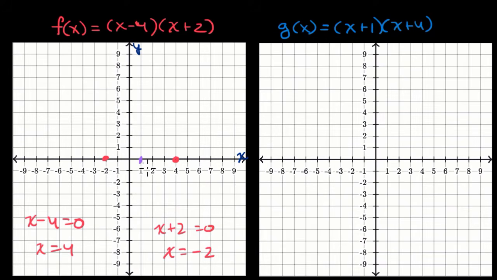Now, what is the value of the function at x equals 1? Well, we could just figure that out. We could say that f of 1, let me do it over here, f of 1 is going to be equal to 1 minus 4, which is negative 3, times 1 plus 2, times 3. So this is equal to negative 9. So right over here, we have this point. That's the vertex.